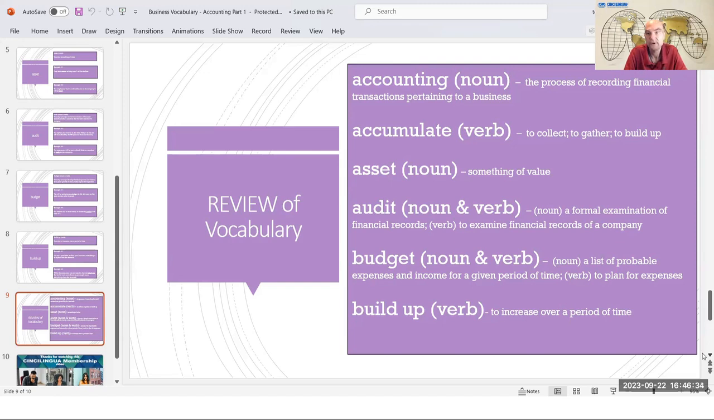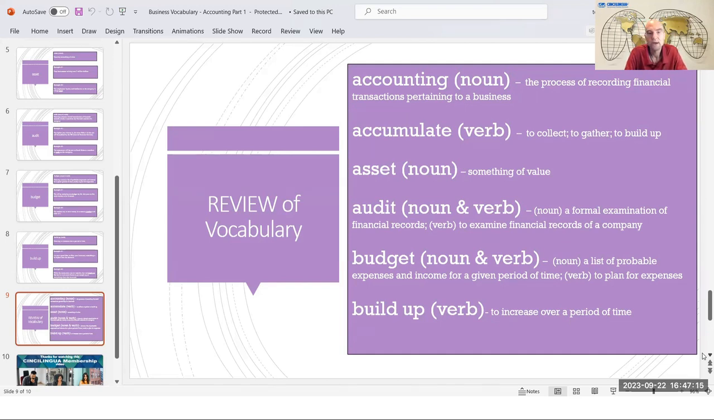Okay. Then we have this word audit. We said it can be used as a noun. It can also be used as a verb. When it is a noun, it refers to a formal examination of financial records or a formal examination of some kind of a process. And then when it's a verb, it means to examine formally financial records or procedures within a company. Okay, and auditors are the people who conduct audits.